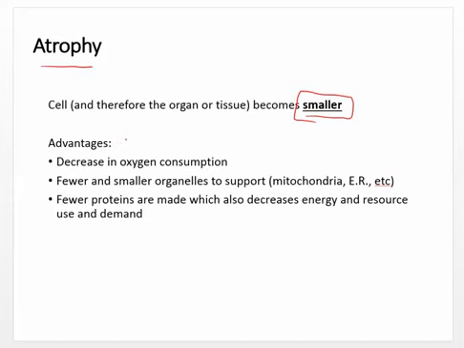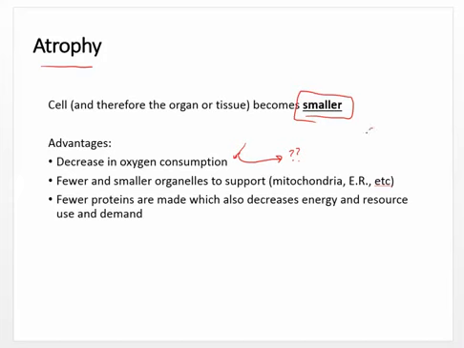But the advantages of cells getting smaller go back to this efficiency or this laziness. They decrease oxygen consumption if they're not being used, for whatever reason. Then they don't want to use as much oxygen. You can shunt that oxygen away from that particular organ, and you can use that oxygen somewhere else that needs the oxygen. Okay, fewer and smaller organelles to support.